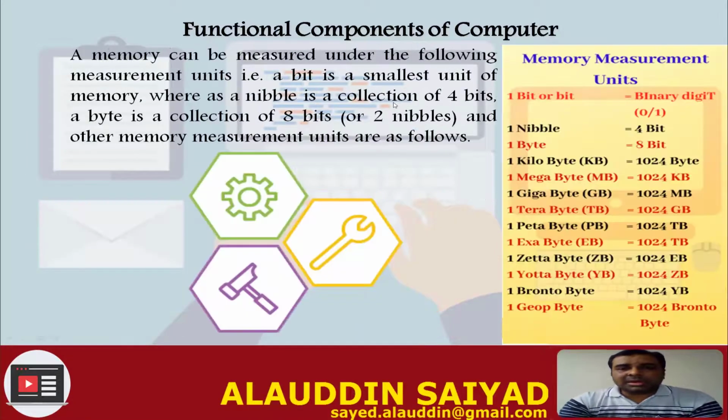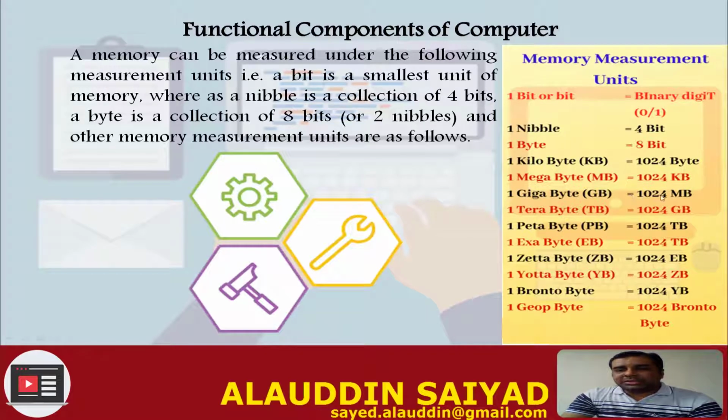A memory can be measured under the following measurement units. A bit is the smallest unit of memory, whereas a nibble is a collection of 4 bits, a byte is a collection of 8 bits, or 2 nibbles, and other memory measurement units are as follows. You can see 1 bit, that is a binary digit, 0 or 1, can be stored within it. 1 nibble is a collection of 4 bits, 1 byte is a collection of 8 bits, 1 KB is a collection of 1024 bytes. 1 MB is a collection of 1024 kilobytes.